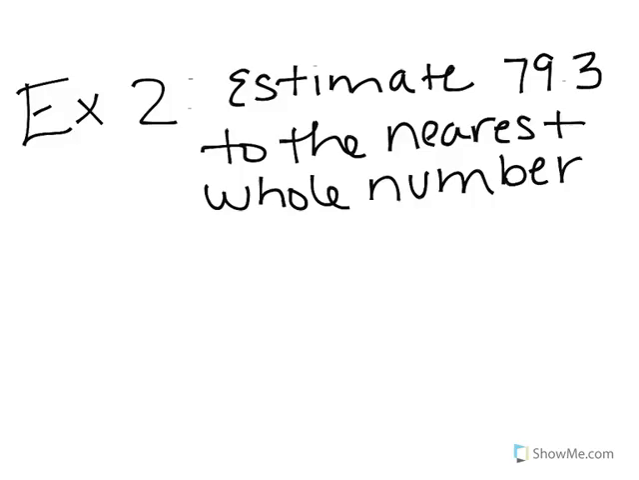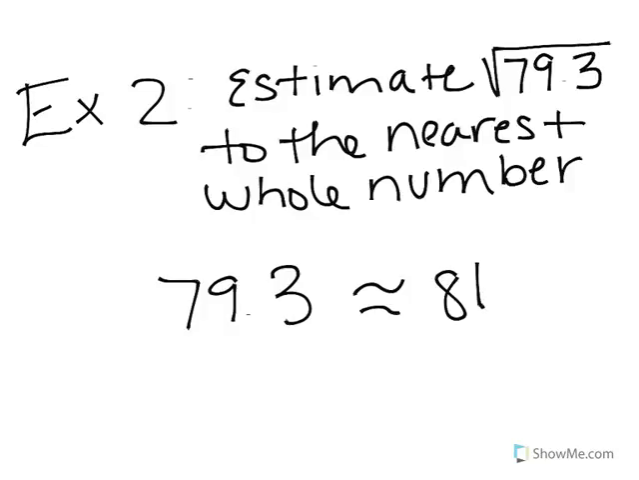Let's do another example. Estimate the square root of 79 3/10, and I forgot to put the square root sign, to the nearest whole number. I'm going to look at the number 79 3/10. What number is that close to that would make a perfect square? I can even go back to my chart. Hopefully we know this by heart. We know 79 is close to 80. Well, 80 is pretty close to 81. And what do we know about what two numbers make 81?